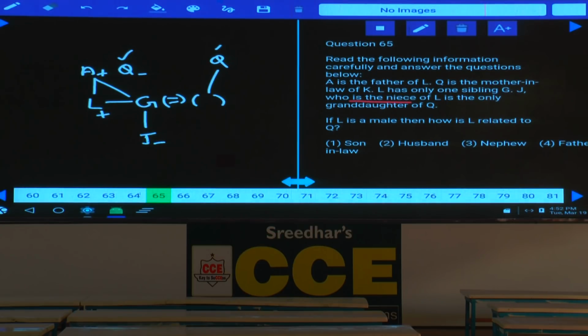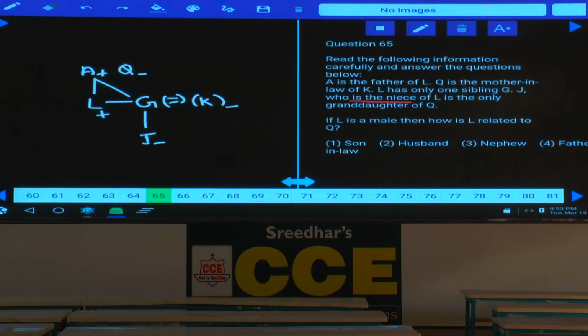Q is the mother-in-law of K is given. Now, mother-in-law of K means these 2 persons, the wife must be here. Hence where should this K be? Q is the mother-in-law of K, hence K must be here. As K is here, Q at this place is ruled out. Done with this? Now we are able to fix the person. If that information is not given, then there are 2 different possibilities.